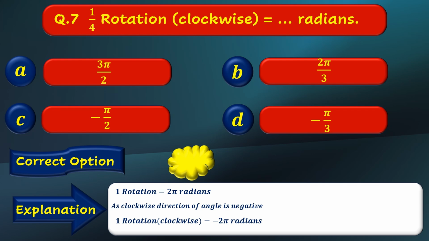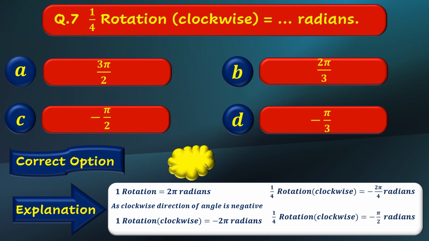But we need to find 1 by 4 rotation, so we divide both sides by 4. So 1 by 4 rotation clockwise is equal to minus pi by 2 radians. So the correct option is option C.